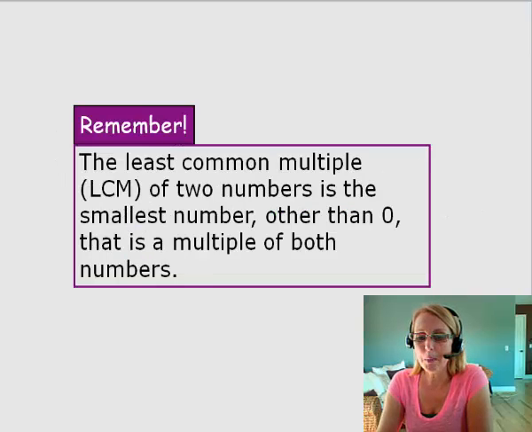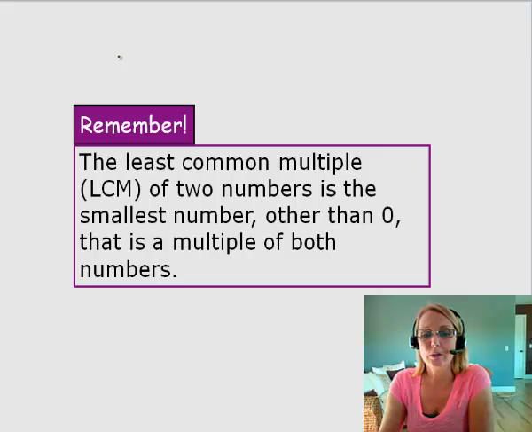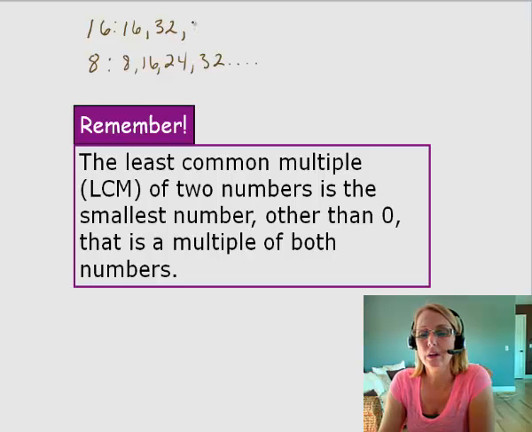Something to remember, the least common multiple of two numbers is the smallest number other than 0 that is a multiple of both. So for example, if you have the numbers 16 and 8. The multiples of 8 are 8, 16, 24, 32, etc. The multiples of 16 are 16, that's 16 times 1, 32, 16 times 2, 48, that's 16 times 3, and so on. The least common multiple of both of these would be the number 16. These are multiples. Last unit we dealt with factors. Now we're going to deal with multiples.